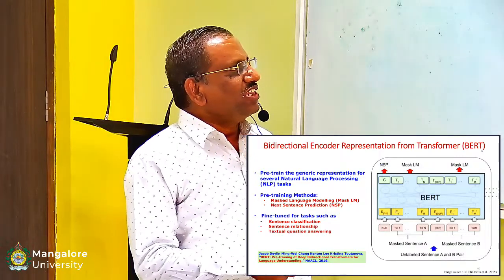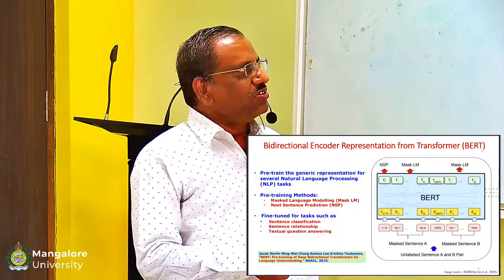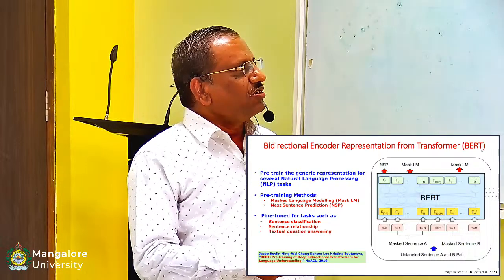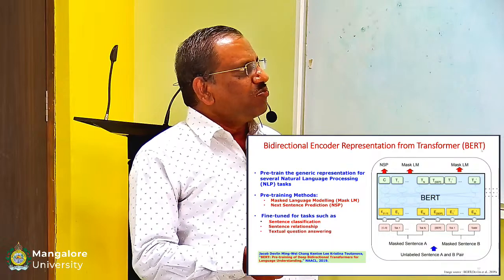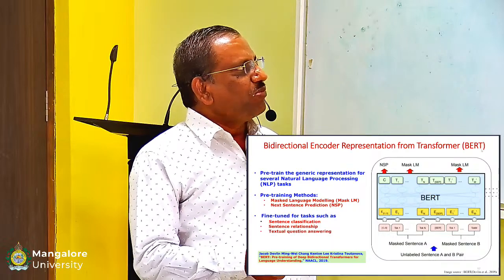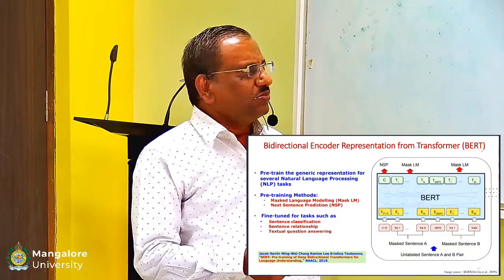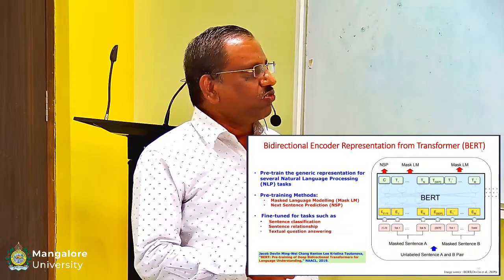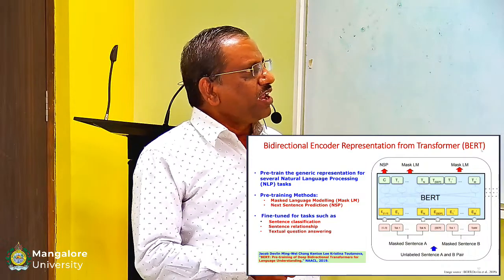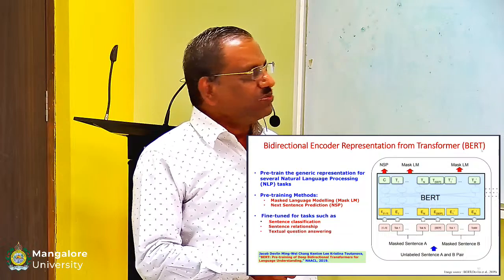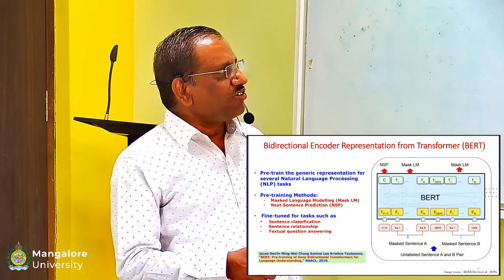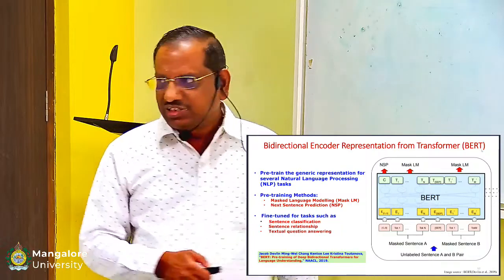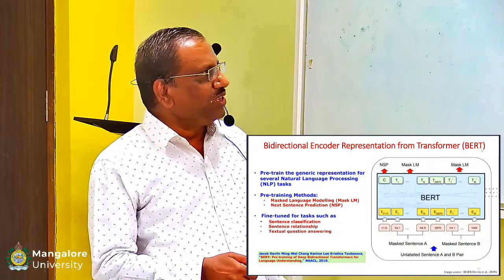So basically what is done in the BERT model, which is a pre-trained model for text data, is to train the model to generate a representation for many natural language processing tasks that you want to do. There are two training methods for this pre-training, but both of them are unsupervised. One is called masked language modeling and the other is the next sentence prediction model. Let me briefly explain that.